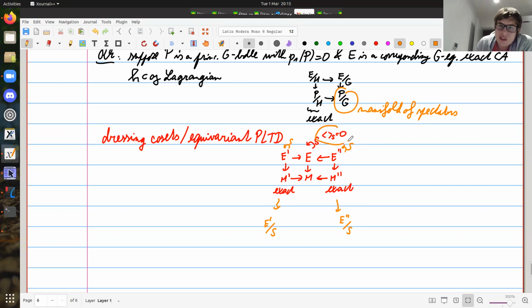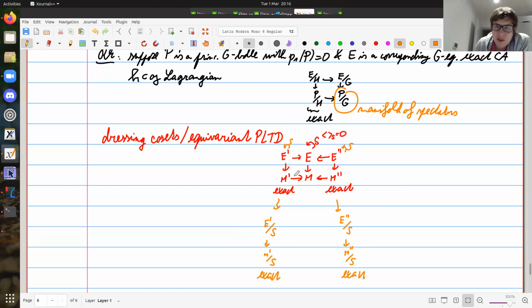But because this thing had a zero inner product and these guys were exact, these two things will be again exact. And so now you have two exact Courant algebroids over some smaller base. So this is over M prime mod S, and this is over M double prime over S, and they're exact.